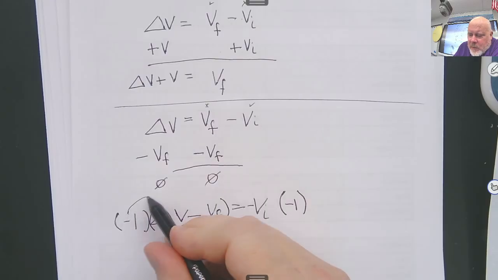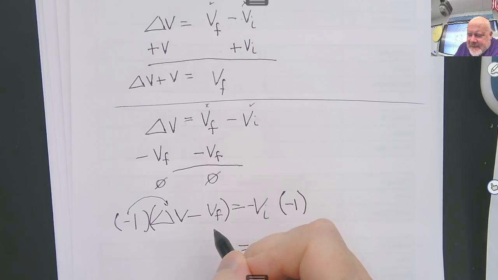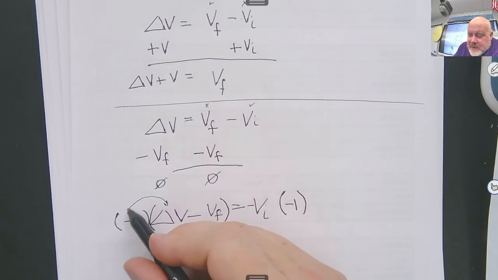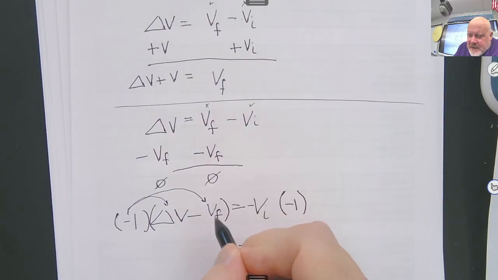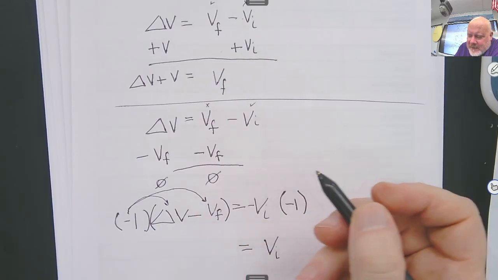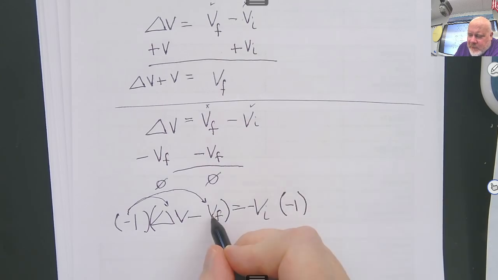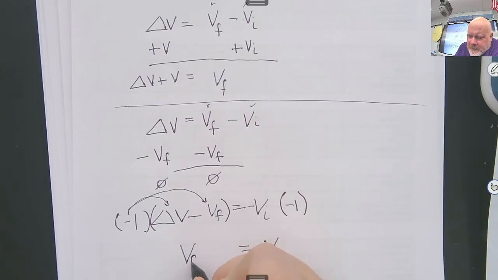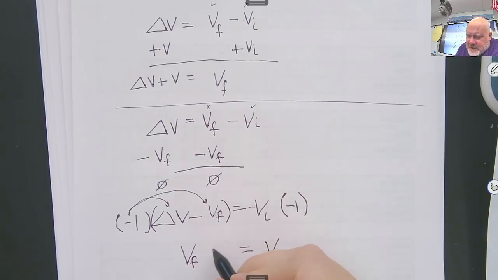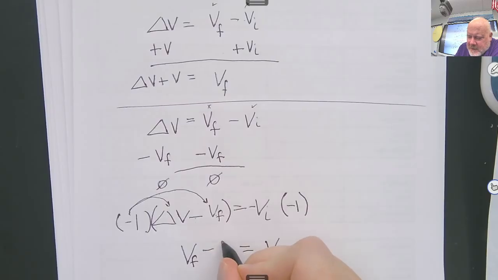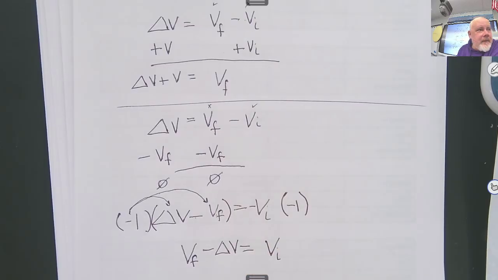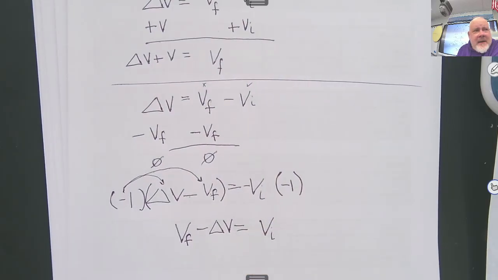This -1 turns this velocity into a minus change in velocity, and since this is a minus already, we've got to turn it into a positive. So really what happens is the negative velocity final turns into positive, and the change in velocity is now negative, so that final formula is going to be velocity final minus change in velocity will equal velocity initial.